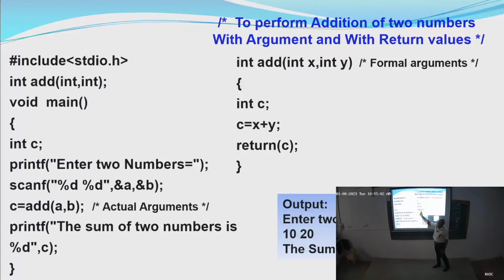So the return statement is over, and the control returns to the called function. Here we will get the value 30. The 30 is assigned to c. Now we will print the c value. We will get the result. Okay. These are the four types of functions.